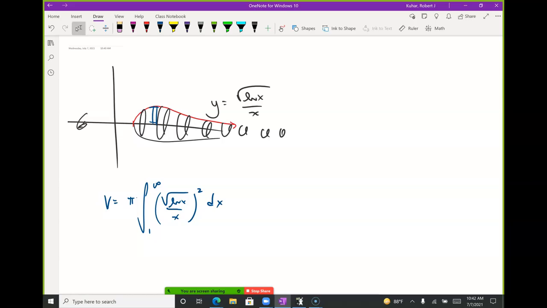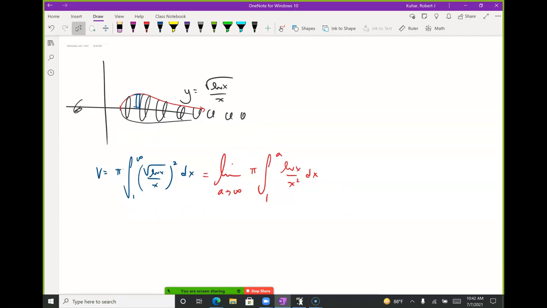All right, Josh, nice. So remember, I want to write this as a limit. So this is the limit as a goes to infinity of pi times the integral from 1 to a of, what do I have now, ln of x over x squared dx, right? I squared the square root, they cancel, square the x, they get x squared. And so now I'm ready. I'm going to keep this limit going as I go, but I want to do this integral, and this is by parts, right?